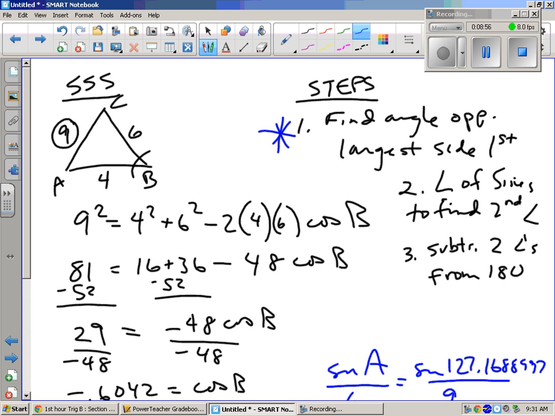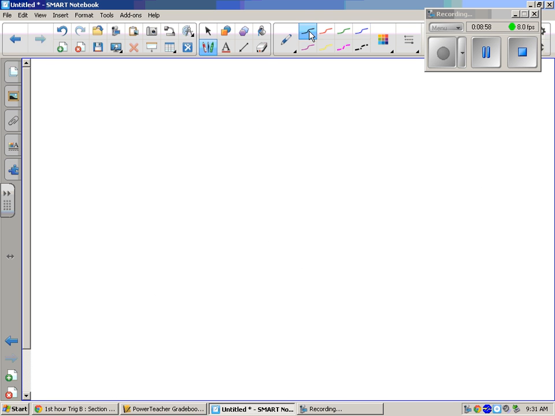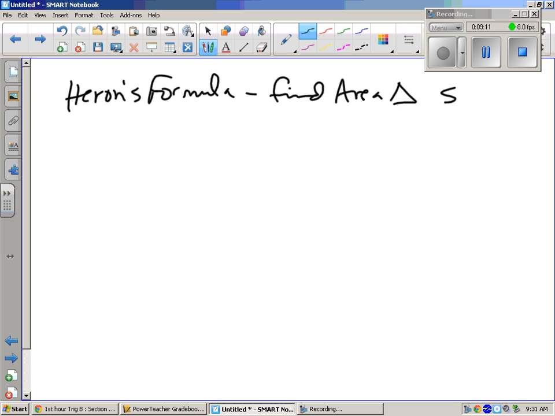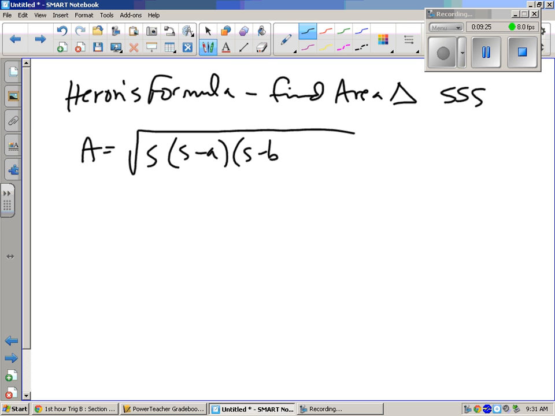All right, one last thing in law of sines, a new formula. It's called Heron's formula. And this is to find the area of a triangle given side, side, side. Okay, so here's the formula. The area equals the big square root of s times s minus a, s minus b, and s minus c, where a, b, and c are the sides of the triangle.